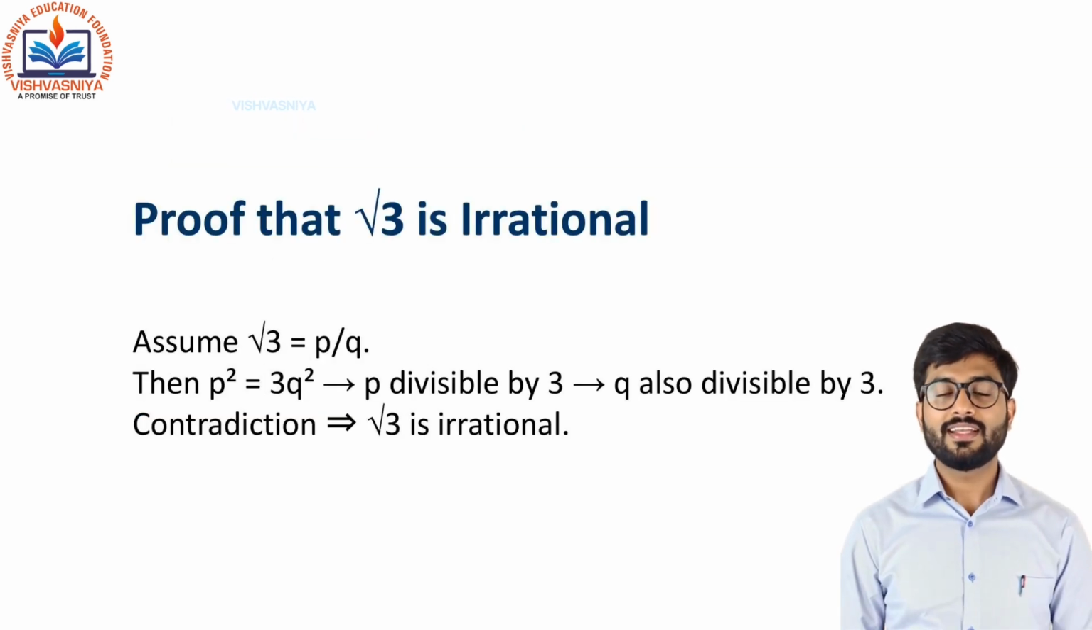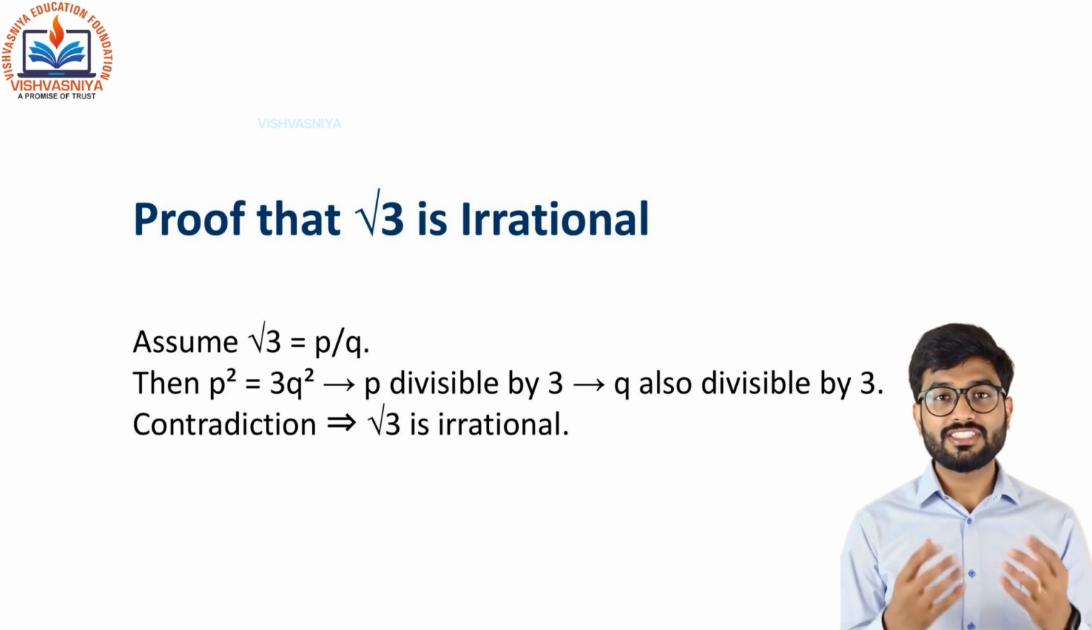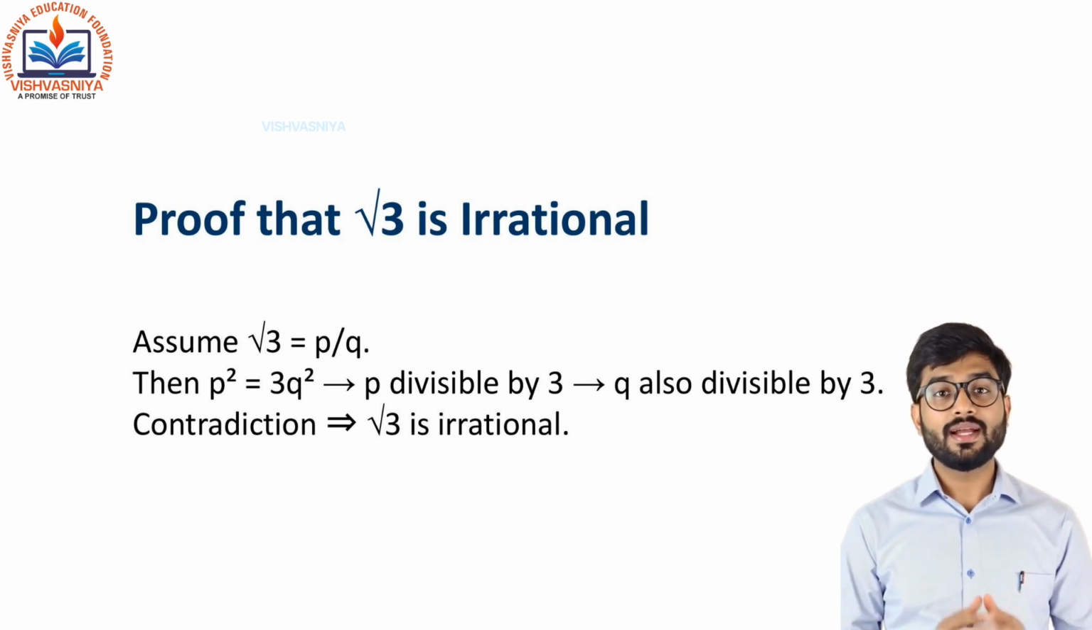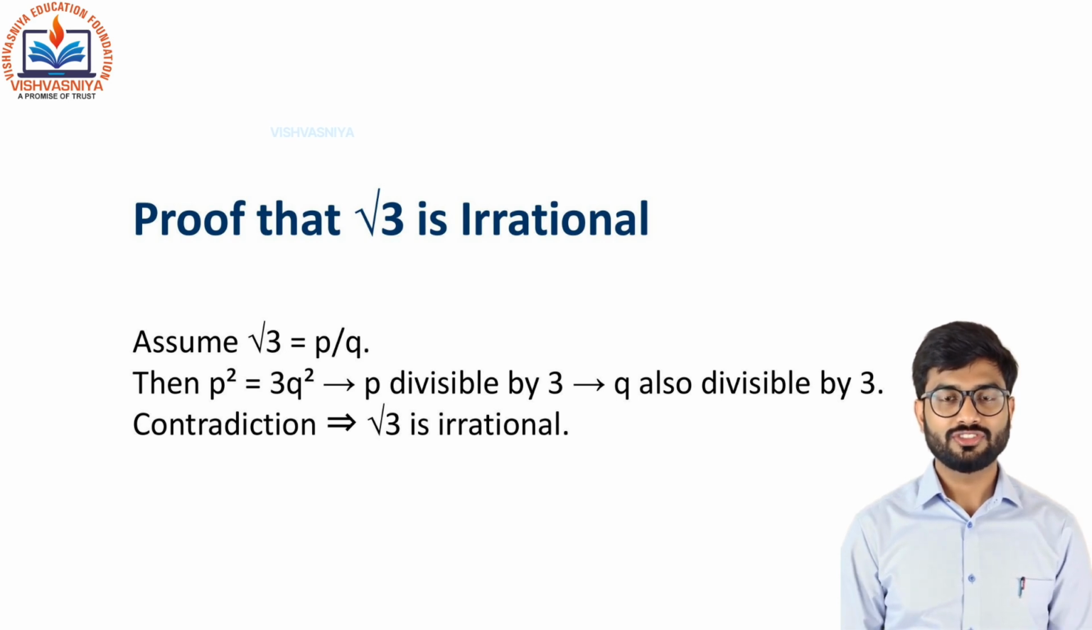Let's prove that the square root of 3 is irrational. Assume square root of 3 equals p by q, where p and q have no common factors. Squaring both sides, we get p squared equals 3q squared. That means p squared is divisible by 3, so p is divisible by 3.